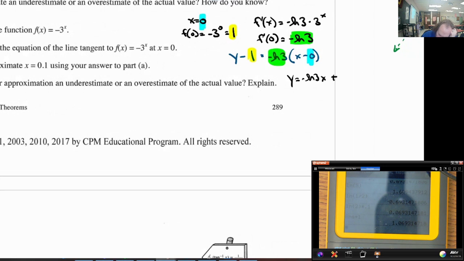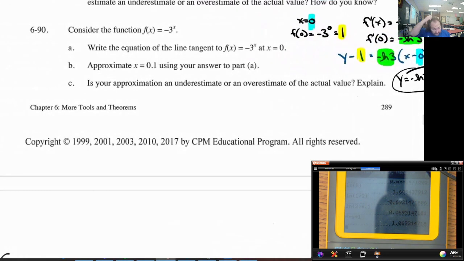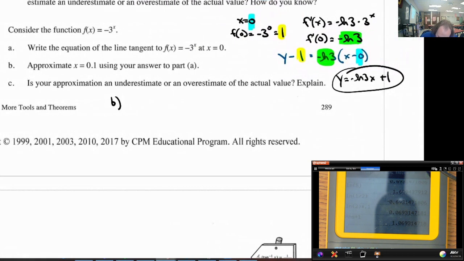How about that? We could check this on a calculator, but this video is already 25 minutes long, so let's just keep going. Question B says to approximate at x equals 0.1 using our answer to part A. So very similar to what we just did. This is for part B. We're just going to take our tangent line, y equals negative natural log of 3 x plus 1, and we're going to evaluate that.